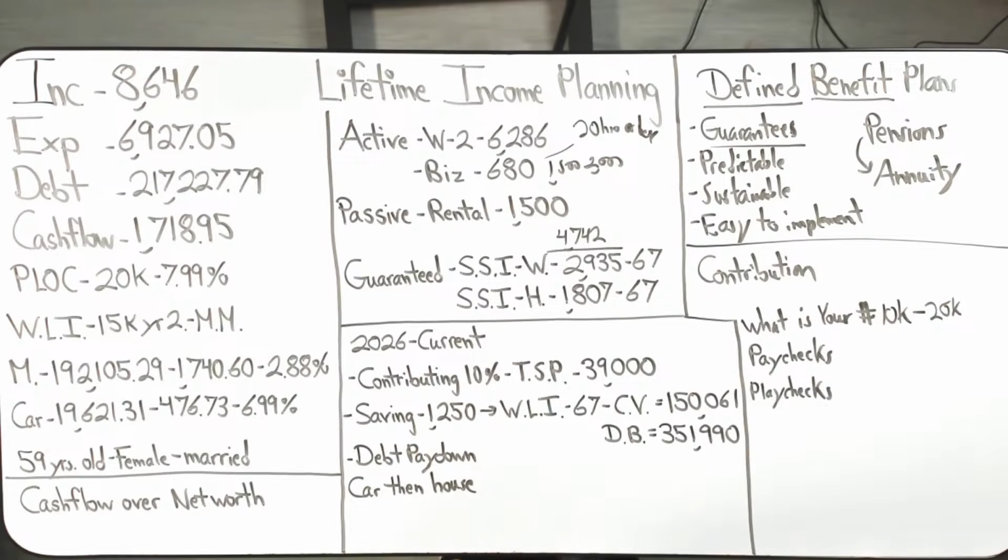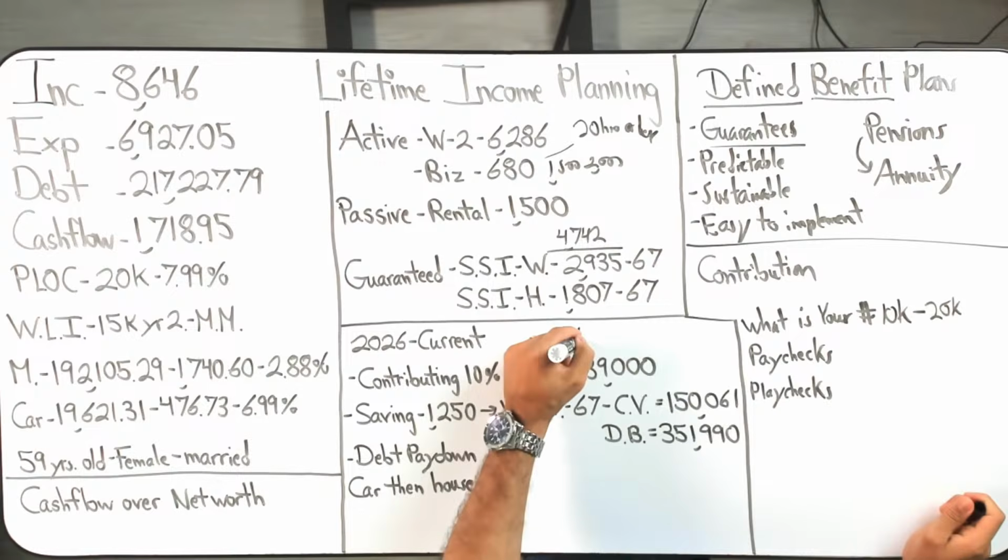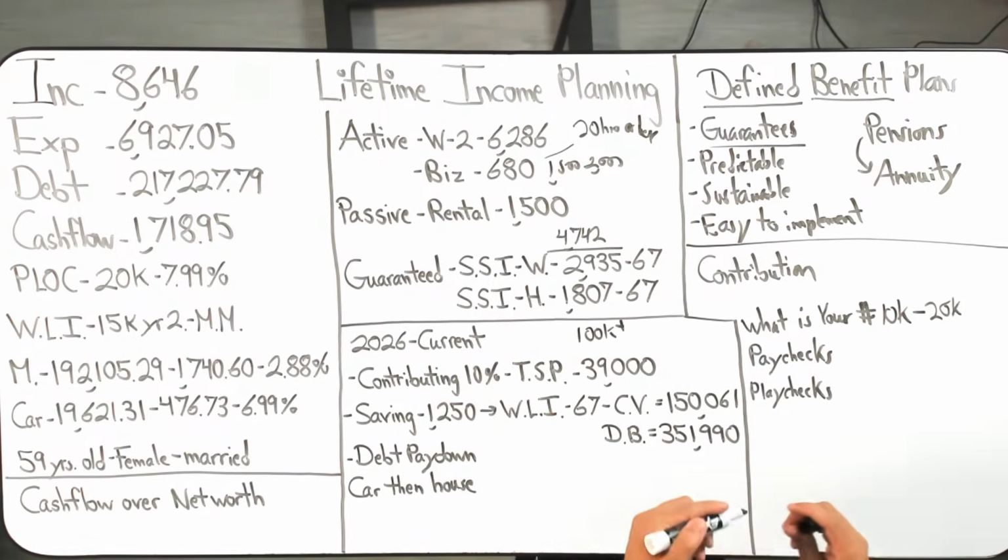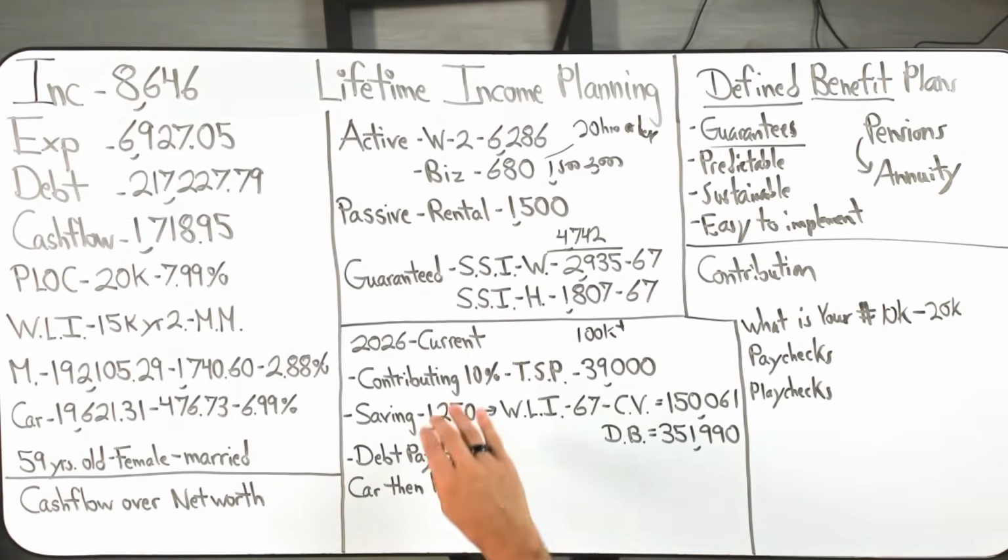Here are some of the things we're doing as of now in 2026 and have been doing for a number of years. We're contributing 10% to their TSP account, their savings plan. It's currently at 39 grand. By the time they decide to retire, I'm estimating that this may grow to 100K plus. Okay, cool. They started late, not too much in there, but they are contributing. Great, cool. Then we're saving $1,250 a month, which equals $15,000 per year.